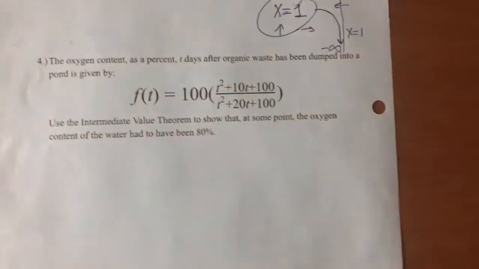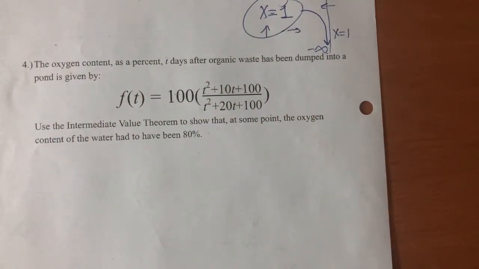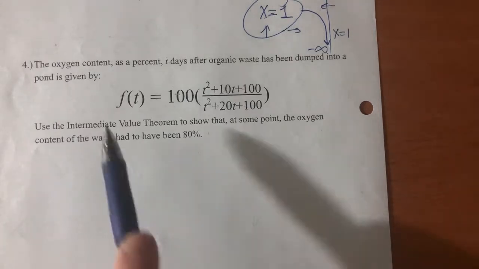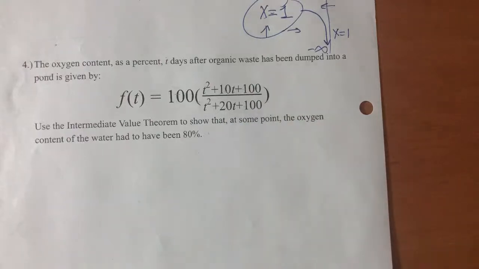All right, our last question is: the oxygen content as a percent, t days after organic waste has been dumped into a pond, is given by this function here. We're supposed to use the intermediate value theorem to show that at some point the oxygen content of the water had to have been 80%.